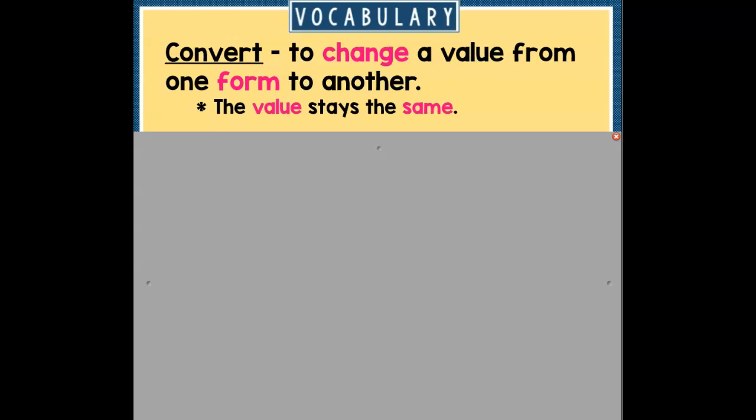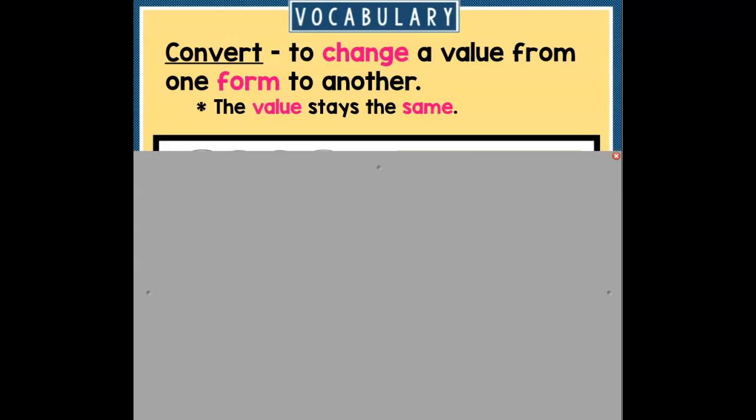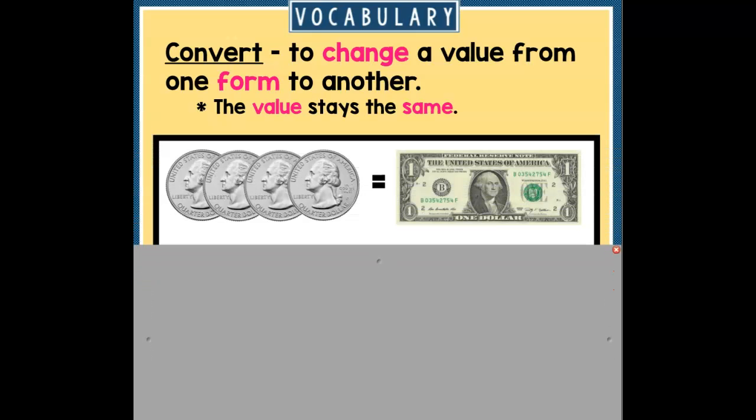So convert, remember, means to change a value from one form to another. But remember, we're just changing the form, but the value stays the same. We're not changing how much it's worth. Same value, just the form. Am I going to write it as a fraction, a decimal, an improper fraction, a mixed number? Okay, so I could have 4/4. I could convert it to $1. It's still worth 100 cents and it still has the same value.